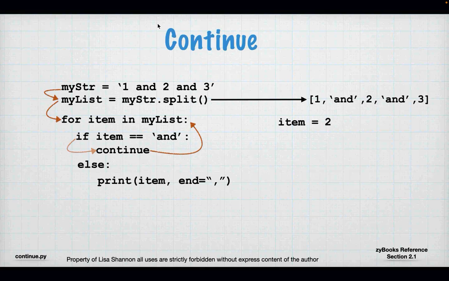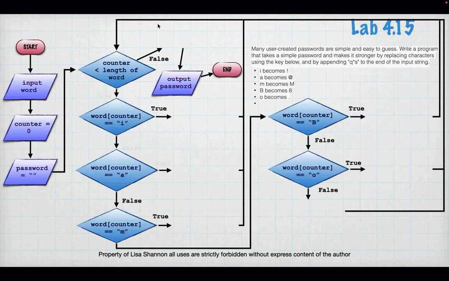2. Item is not "and". It's going to print out number 2. It's going to take me back up to the top of the loop. It's going to evaluate "and", which means it's going to continue up to the top of the loop. It's going to give me 3, which means it's going to end up printing out the item with a comma, and I'm done.